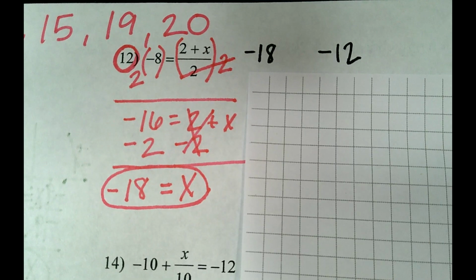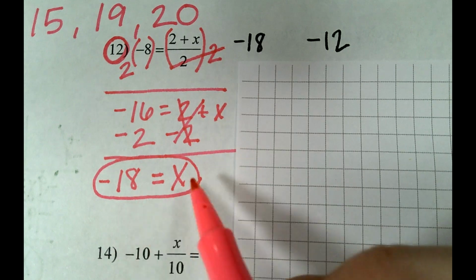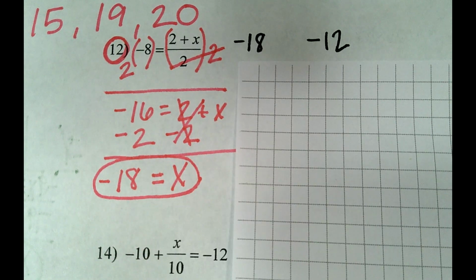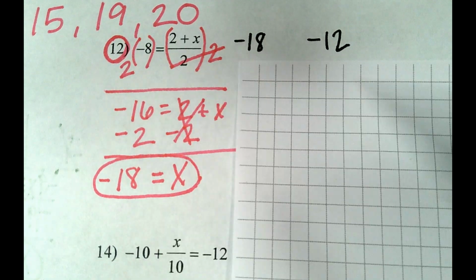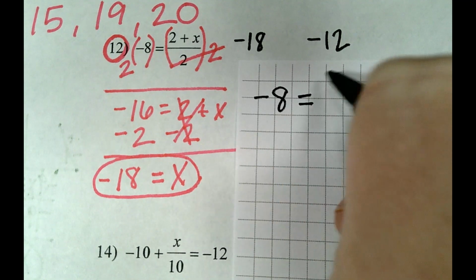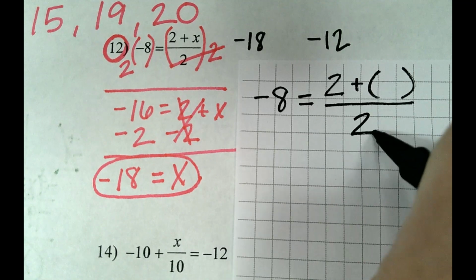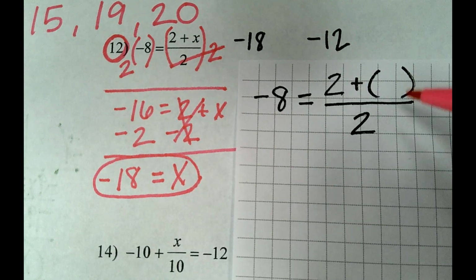But here's how we can check our answers. We're going to do that same thing where we plug it in and see if it worked. We just solved and got x equals negative 18. We know that that's going to work. But let's see what happens when we plug in an incorrect answer. I'm going to rewrite this whole equation, but leave a space for x. So I have negative 8 equals 2 plus x, divided by 2. And let's put negative 12 in there.